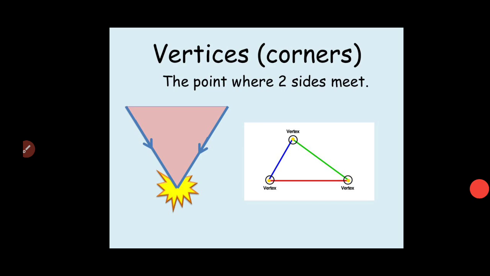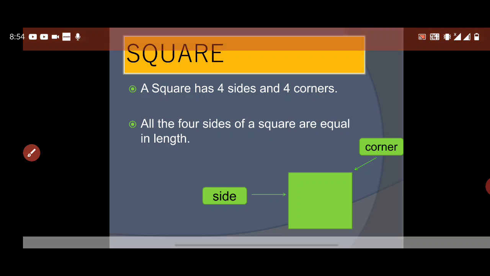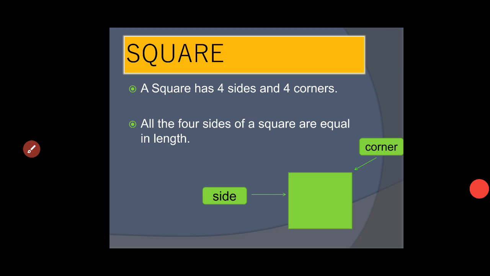What is a corner? The point where two sides meet is called a corner. Corner is also called vertex. And when there are more than one corner, you call it vertices. So, if you see in this particular point, two sides are meeting at this point. So, this point is called the corner. Okay, children? So today we'll be learning about different types of shapes.